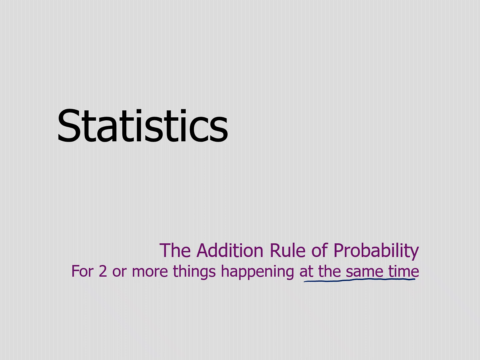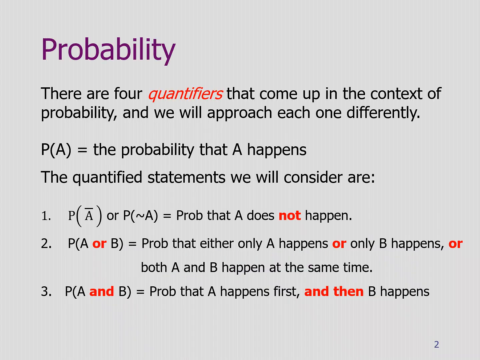right? And the rule we're going to develop in this video is referred to as the addition rule because it uses the mathematical operation of addition. So before we get into the addition rule, let's look at the big picture. We're going to be looking at these various quantifiers, and these are the words that are bold-faced and in red. Specifically, the word not, the word or, and the word and. Okay, we've talked a little bit about the not.